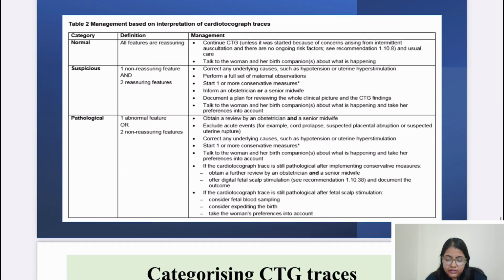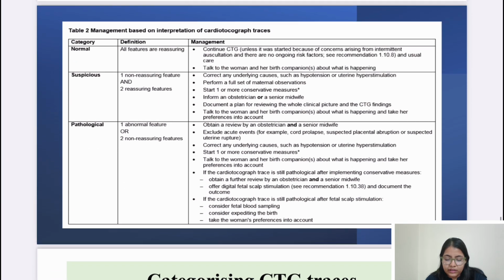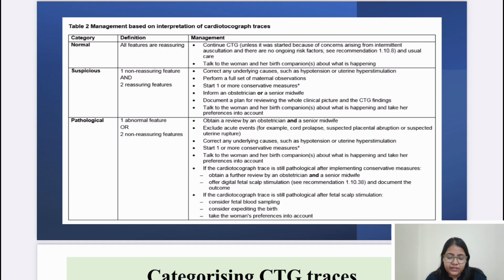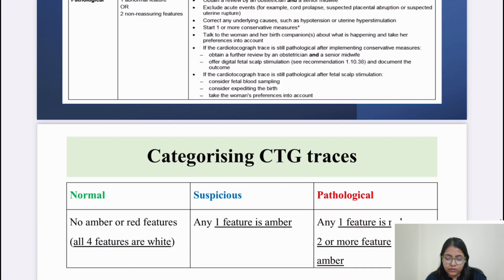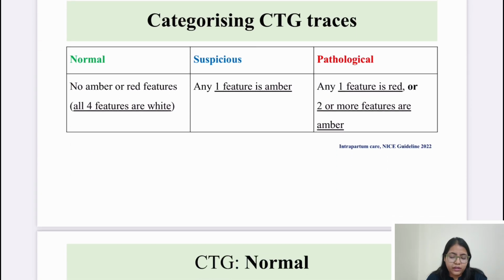Again, this is the chart here. Normal, suspicious and pathological categories have been given, which I will tell you now. So what is normal? If there are no amber or red features, that is, all the 4 features are white. What 4 features? Contraction, baseline fetal heart rate, variability and deceleration. If all these 4 features fall into the white category, we call the CTG a normal CTG.